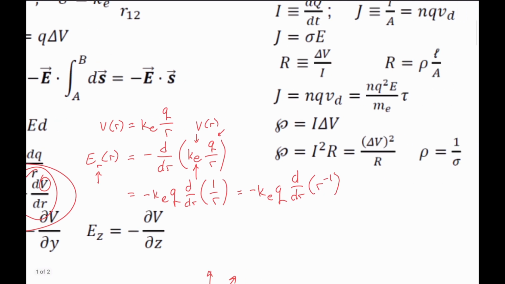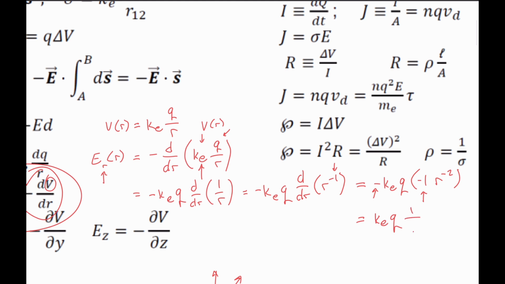And now you can just do, if you've done calculus, the exponent rule. So I'm going to bring down this minus 1, ke q. I'm going to bring down this minus 1, and then I'm going to do r. Minus 1 is minus 2. And if I rewrite this, minus 1 cancels with this minus 1. So I have plus, and I have keq. And then r to the minus 2 is r squared. So this is keq over r squared.